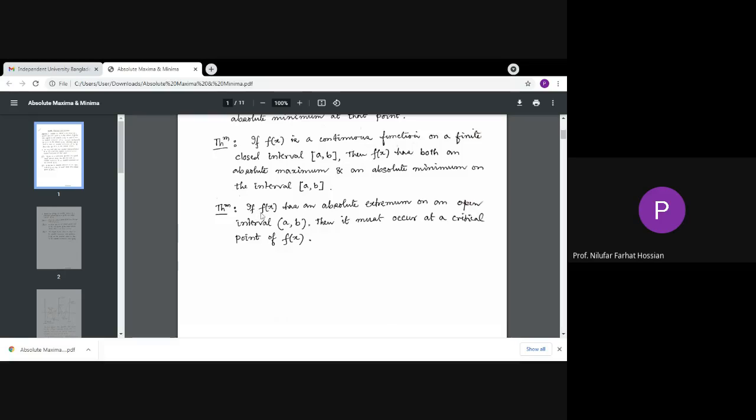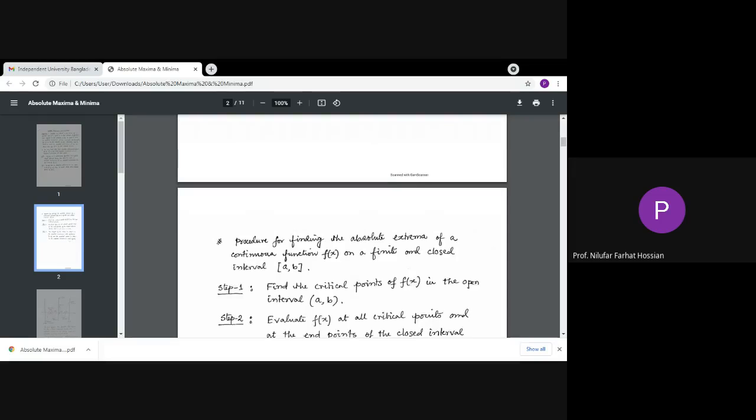Now the second theorem: if f(x) has an absolute extremum on an open interval (a, b), open interval meaning the lower bound and the upper bound are not included in the interval, then it must occur at a critical point of f(x). This is important. So if the endpoints are not included in the interval, then the absolute maximum or absolute minimum must occur at a critical point of the function.